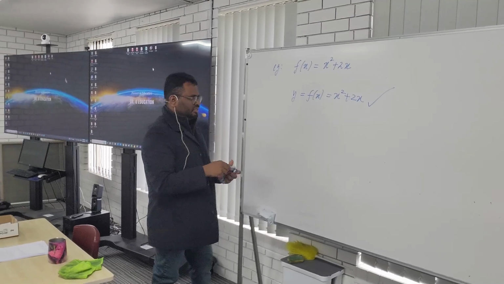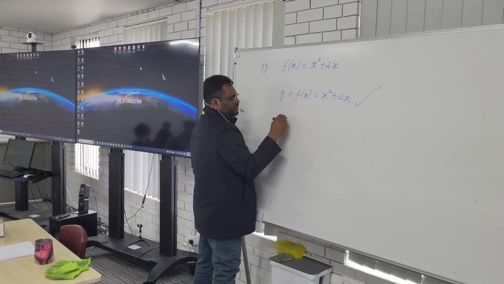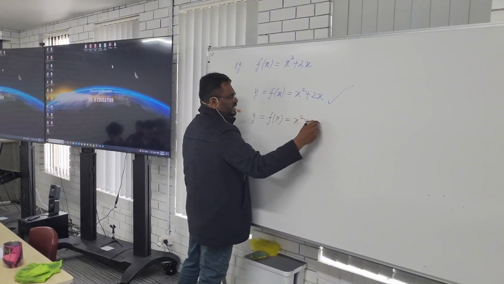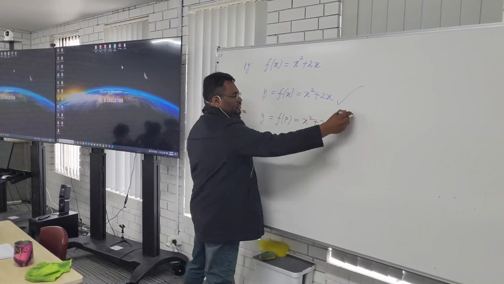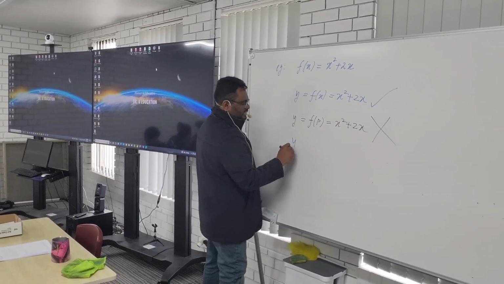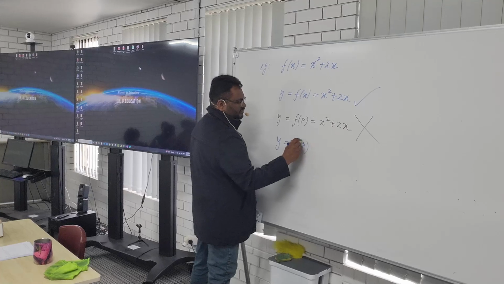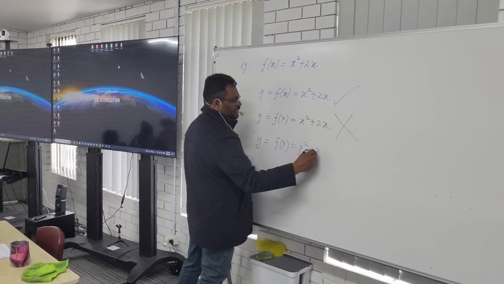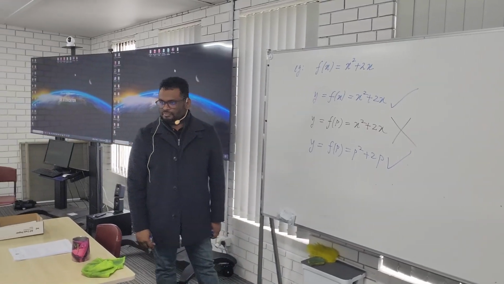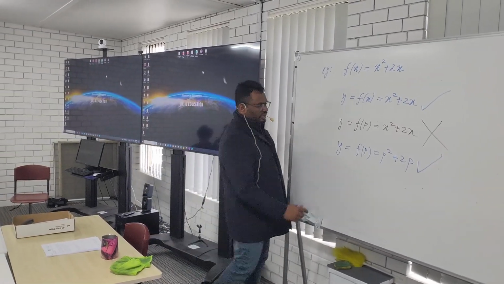Next. Can I write the same thing in this way? y is equal to f of p, x squared plus 2x. Can you write this? No. You can't write it this way. You know the reason now. Can I write this? y is equal to f of p, you have p squared plus 2p. Can I do that? Yes, you can do that.